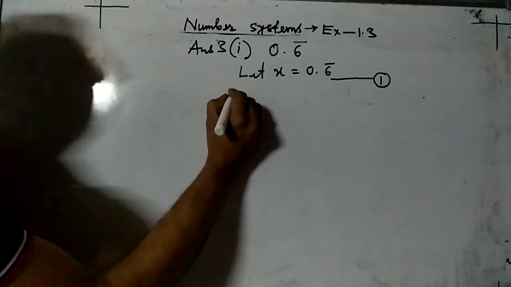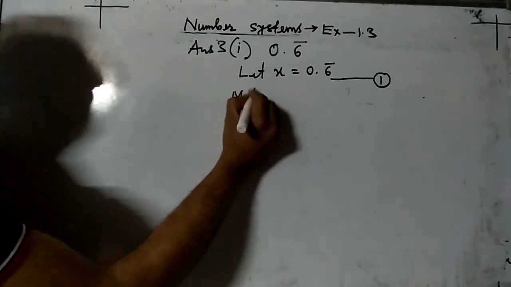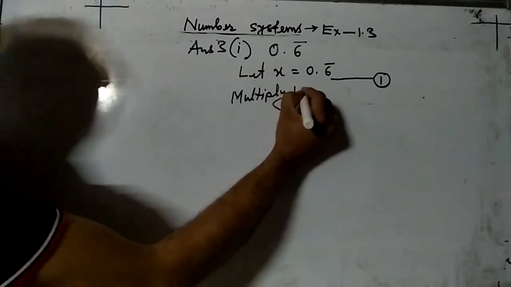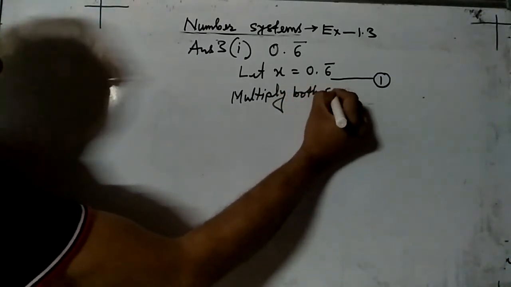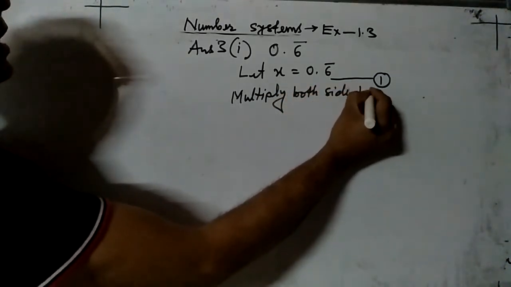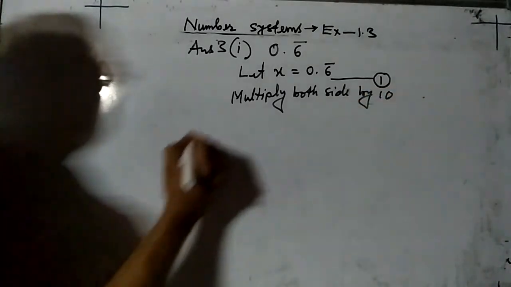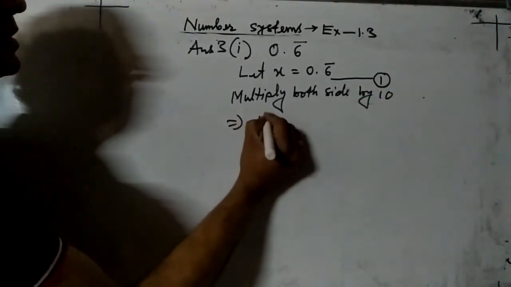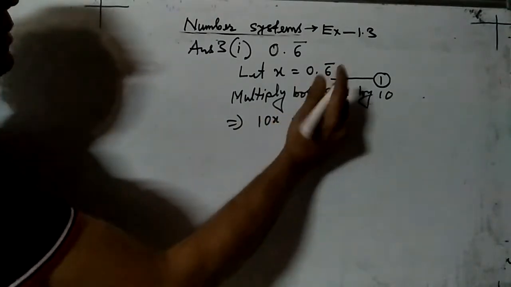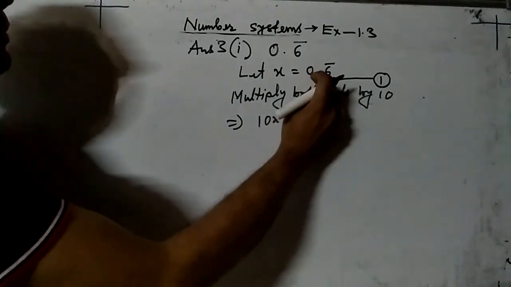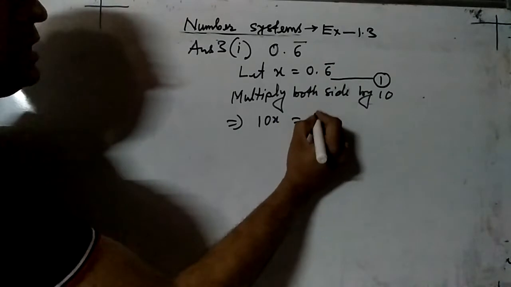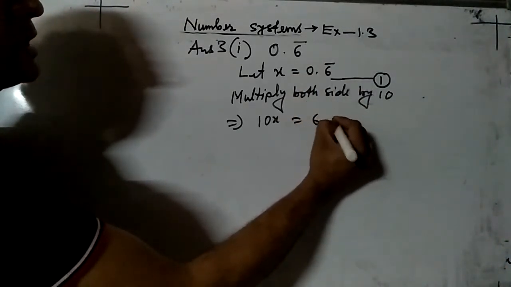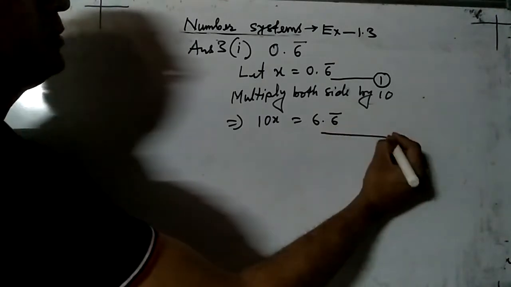So multiply both sides by 10. If you multiply both sides by 10, then you will get 10x here. And here, if you multiply by 10, the point will shift one digit, so 6.6 bar. This is equation number 2. Put it.